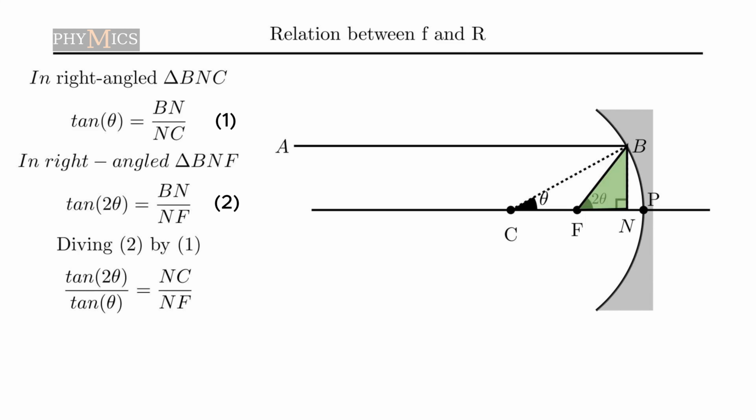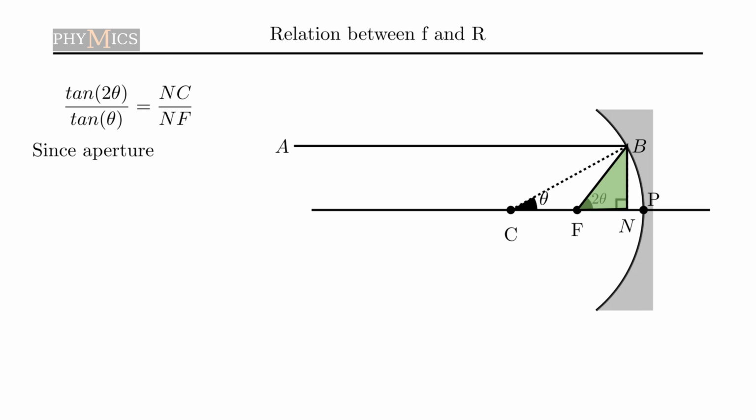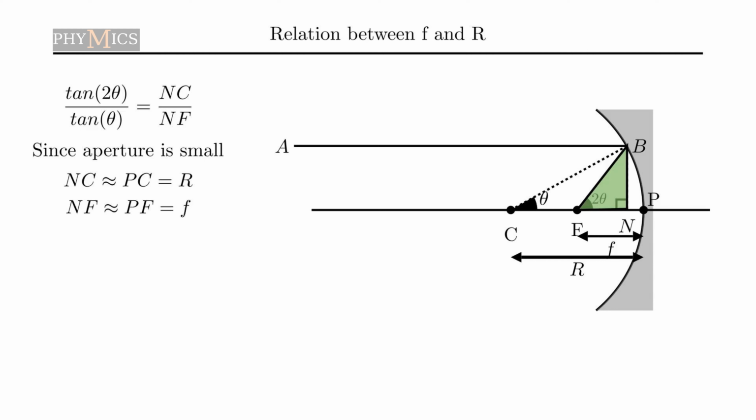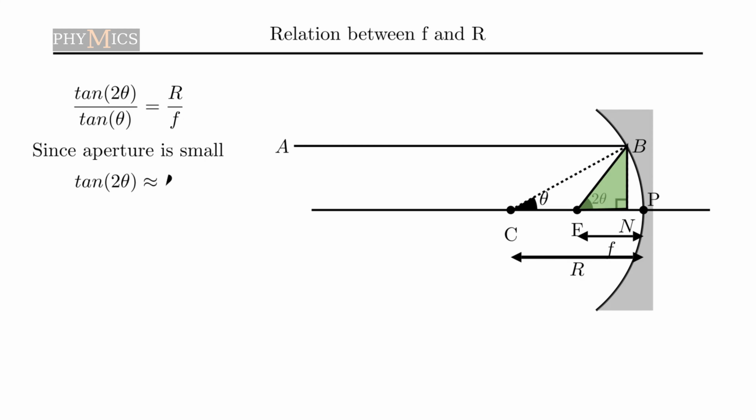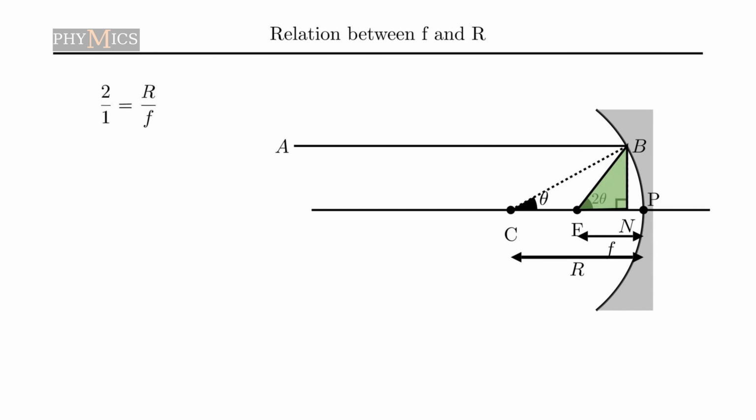On simplifying BN with BN, we are left with tangent of 2 theta divided by tangent of theta equals segment NC upon segment NF. Since aperture is small, approximation of segment NC is considered as segment PC, which is equal to R, and segment NF is considered as segment PF, which is equal to F. Since angle theta is also small, therefore tangent 2 theta is approximated as 2 theta and tangent theta is approximated as theta. On substituting the corresponding values, the above equation becomes 2 theta upon theta equals R upon F, which on further simplification becomes 2 equals R upon F. On cross multiplication, we get R equals twice of F, which is the required relation.